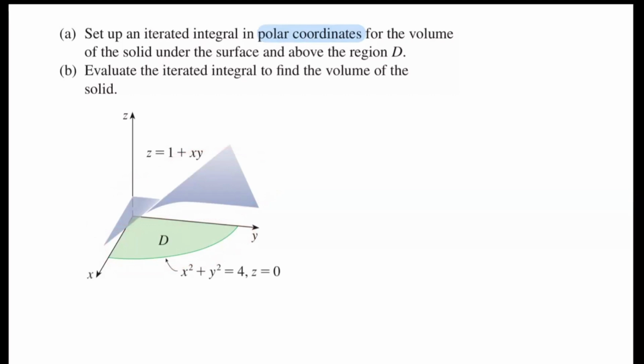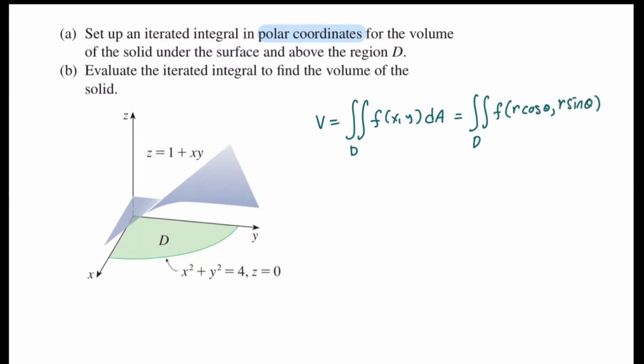So for polar coordinates, you need to remember that the volume is a double integral over the region D of some function f of x comma y dA. This is going to be the double integral over the region D, where D you're going to express in polar coordinates, meaning r theta. Then you'll have your function written in terms of r and theta, where x is r cosine theta, y is r sine theta, and dA in polar coordinates is r dr d theta. So this is your replacement of dA in polar coordinates.